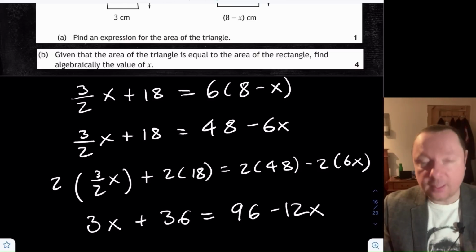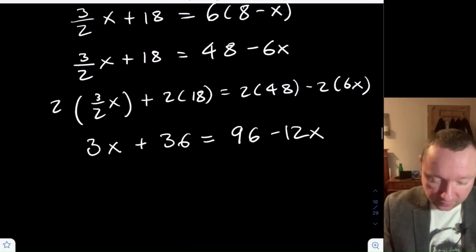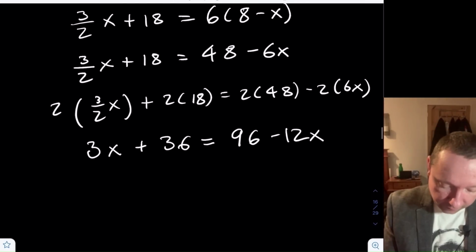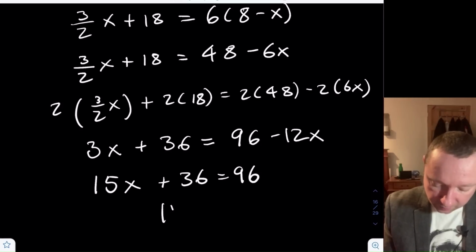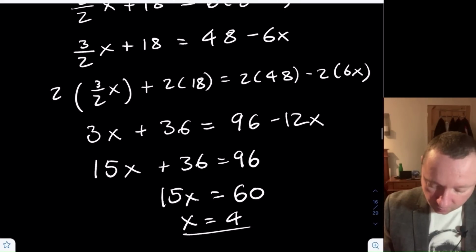So we get to a simple-ish equation, moving the x's to the left-hand side. We get 15x by adding 12, plus 36 equals 96. So 15x equals 60. Dividing through by 15, we get x equals 4.